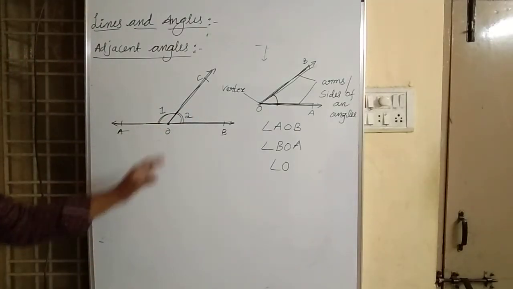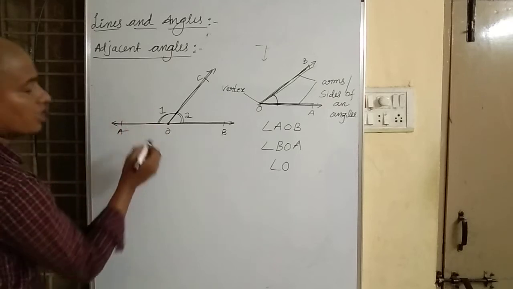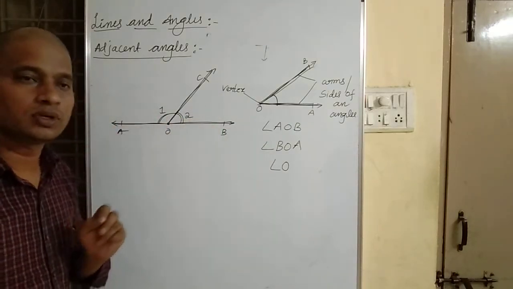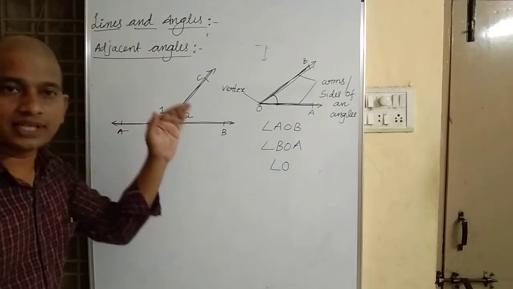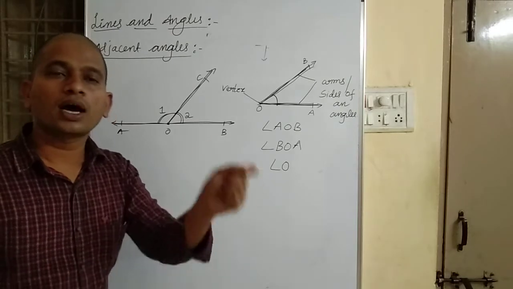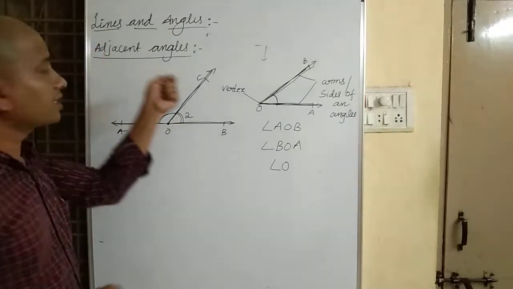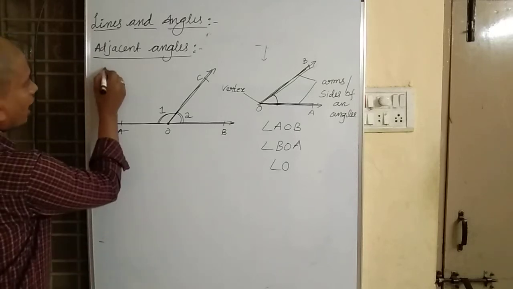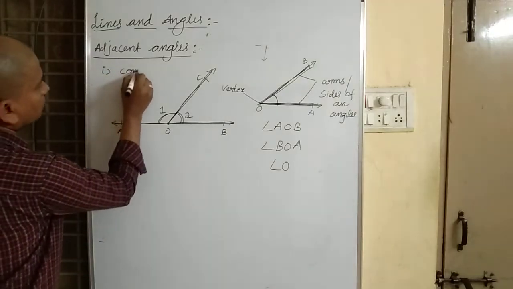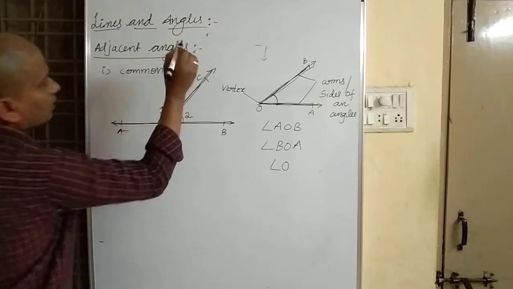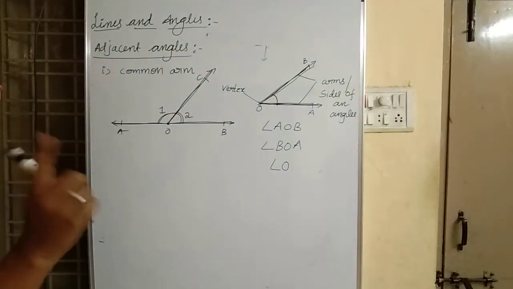So how many angles did we get here? Two angles. That's why pair of angles. Pair means 2. Two angles in a plane are said to be adjacent angles. They should have a common arm. The first point is that both angles should have a common arm.